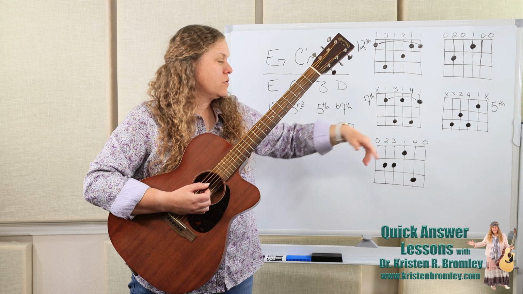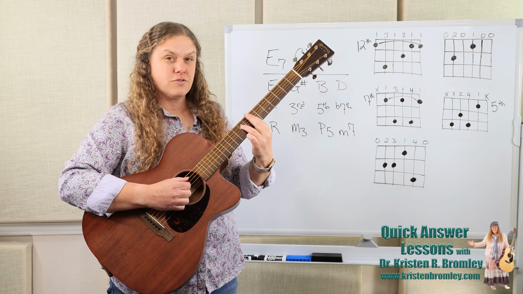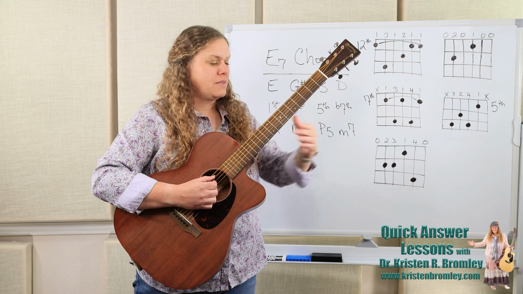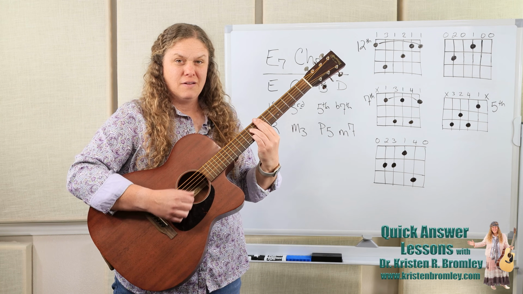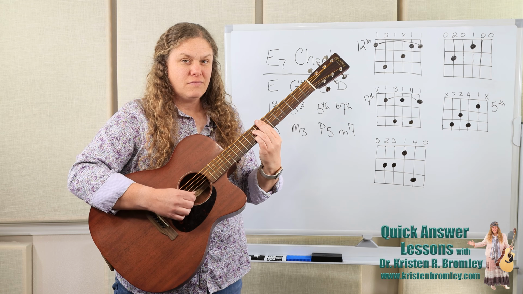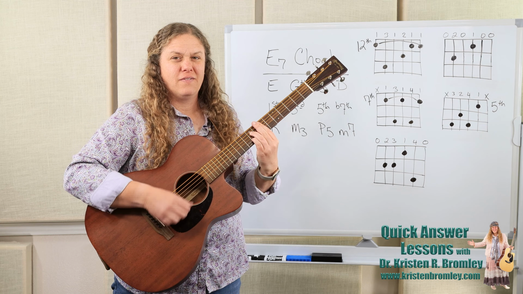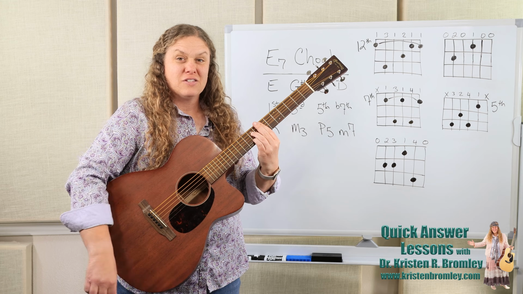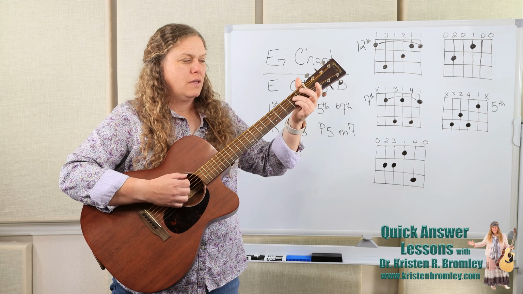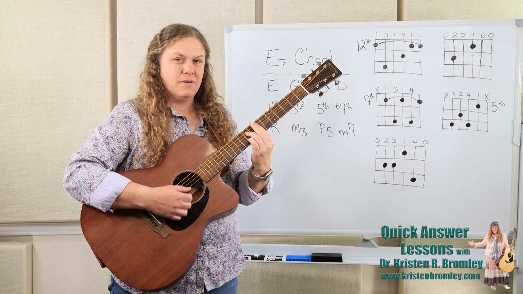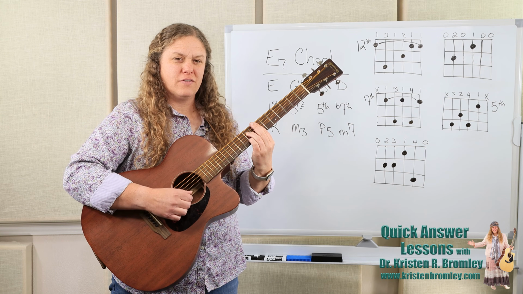Then our ring finger is going to play at the 9th fret on the 4th string. Our pinky is going to play at the 9th fret on the 2nd string. And we're going to strum the top 5 strings, just like so. So that's a classic E7 bar chord. It's the A7 shape. It's used with a bar in front of it.